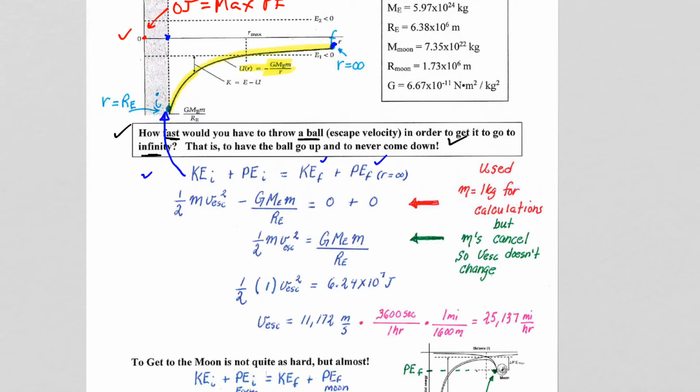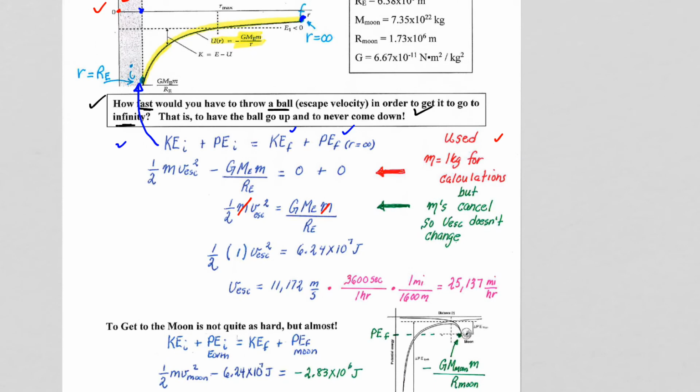And you can think of using 1 kilogram, like in a thought analysis. Let's use a 1 kilogram mass. But whether we think of it as a 1 kilogram mass or we factor the m's out and then 0 divided by m is 0, or we cancel the m's out here, that velocity that we're calculating will be the same for any mass. Just the larger the mass, the harder it is to get it up to this speed of 11,172 meters per second, which we can see is 25,137 miles per hour. So very, very fast.